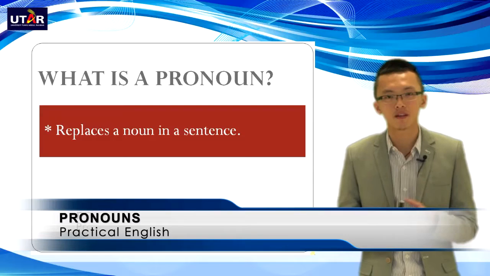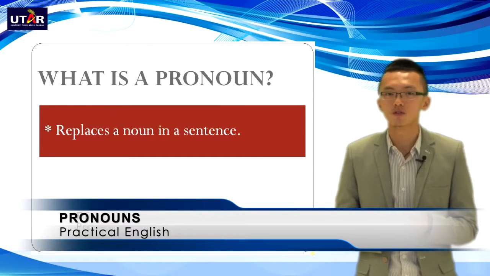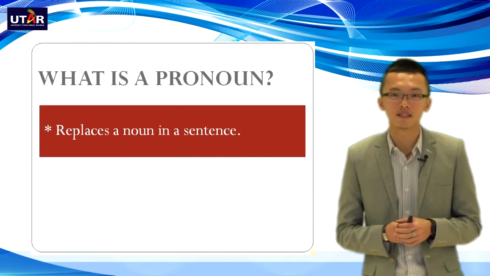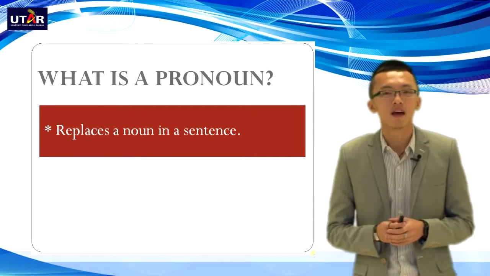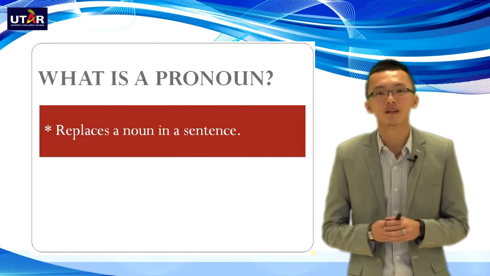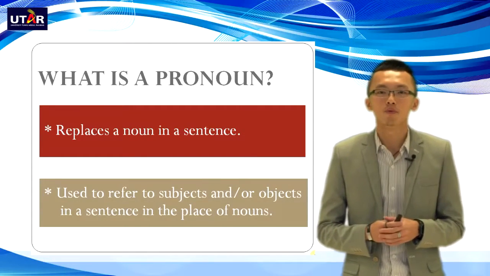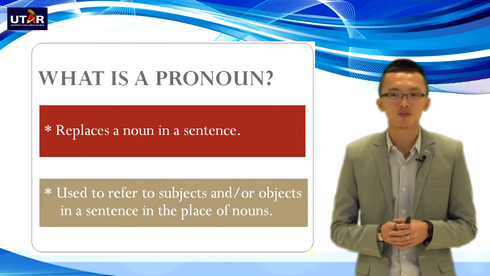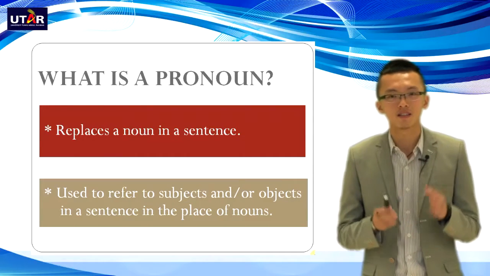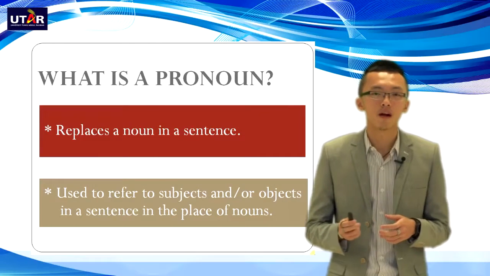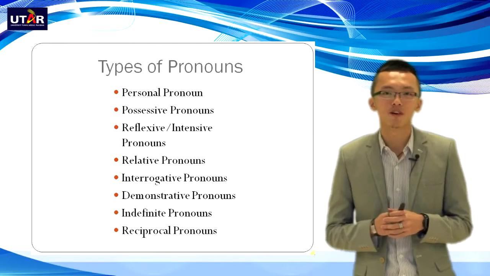Now, you remember that a noun is the words used to describe the subject, the items, things, people, or places or buildings in a sentence. And a pronoun replaces a noun within said sentence. Now, the pronoun is also used to refer to subjects and or objects in a sentence in the place of a noun. Now, today we'll cover the 8 different types of pronouns.